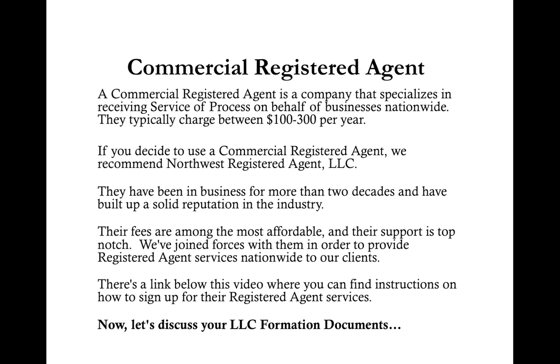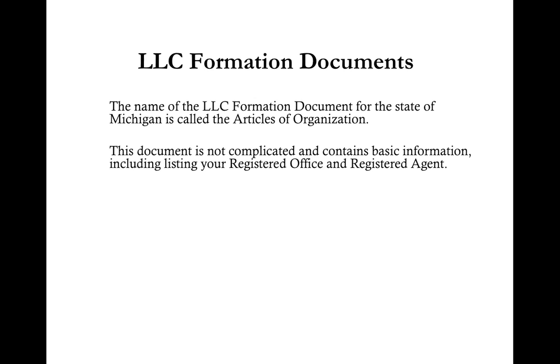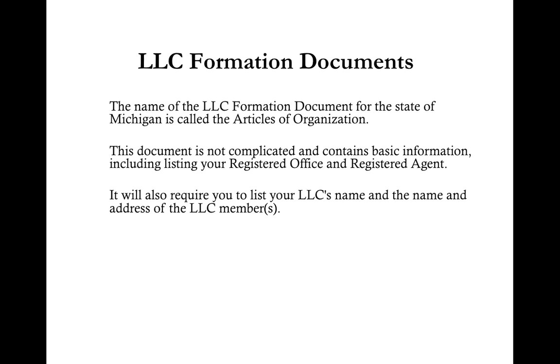Now, let's discuss your LLC formation documents. The name of the LLC formation document for the state of Michigan is called the Articles of Organization. This document is not complicated and contains basic information, including listing your registered office and registered agent. It will also require you to list your LLC's name and the name and address of the LLC member or members.